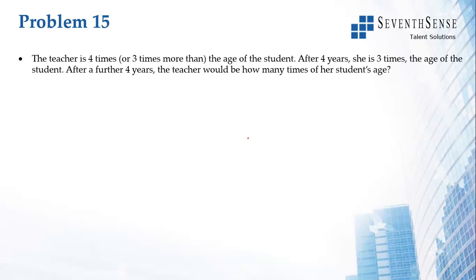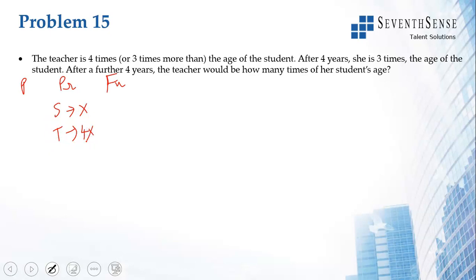Teacher is 4 times. Why have I written this in the bracket? It's the same: 4 times the age of the student, or 3 times more than the age of the student. So past, present, future. Let us say student is X. Teacher is 4X.